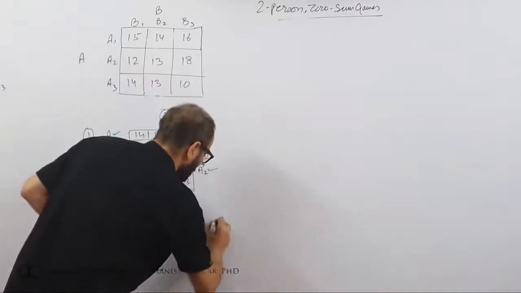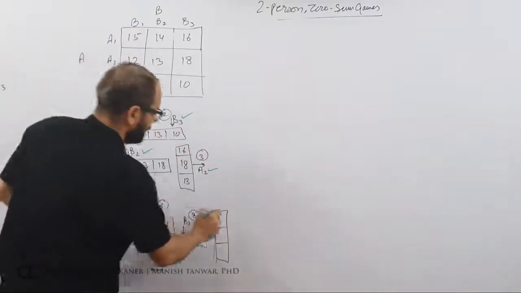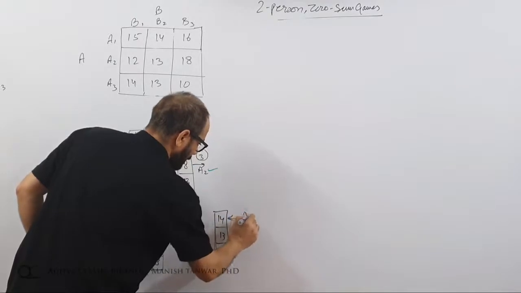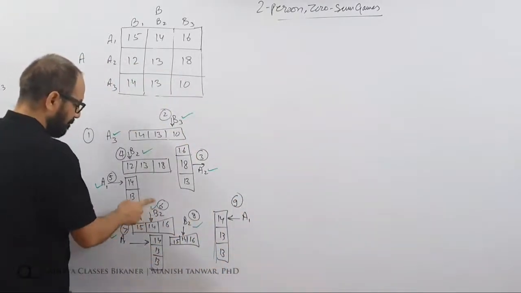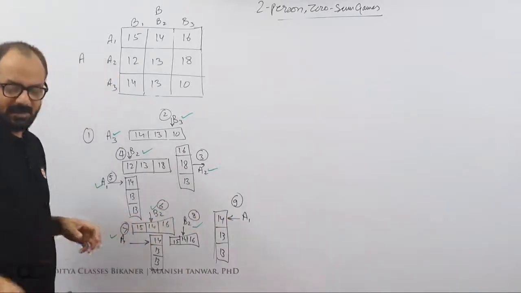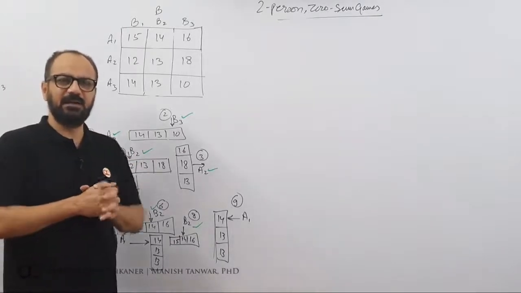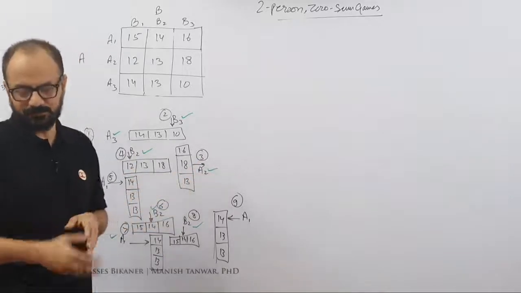9th round. When B has selected B2, the returns will be 14, 13, 13. A will again select 1. So you can see that A1, B2, A1, B2, A1, B2. A time has come in this game where both have agreed upon a situation where A is always selecting 1, B is always selecting 2.